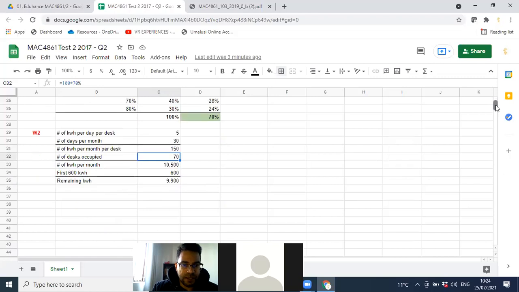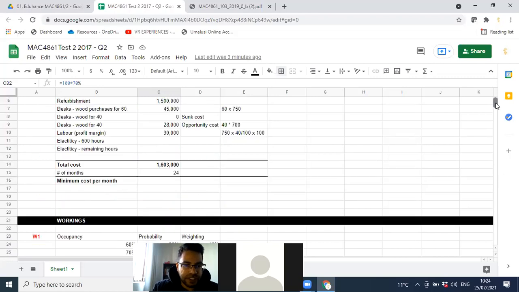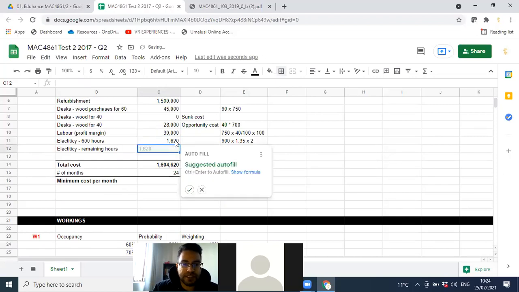Okay, so now we can deal with this. Remember, we're working over a 2-month period. That calculation in working one was only for 1 month. So for 600, it's going to be 600 multiplied by 1.35 multiplied by 2 months. So we're going to say equals 600 times 1.35 times 2 months. We're working for a 2-month period, so we multiply by 2 months.